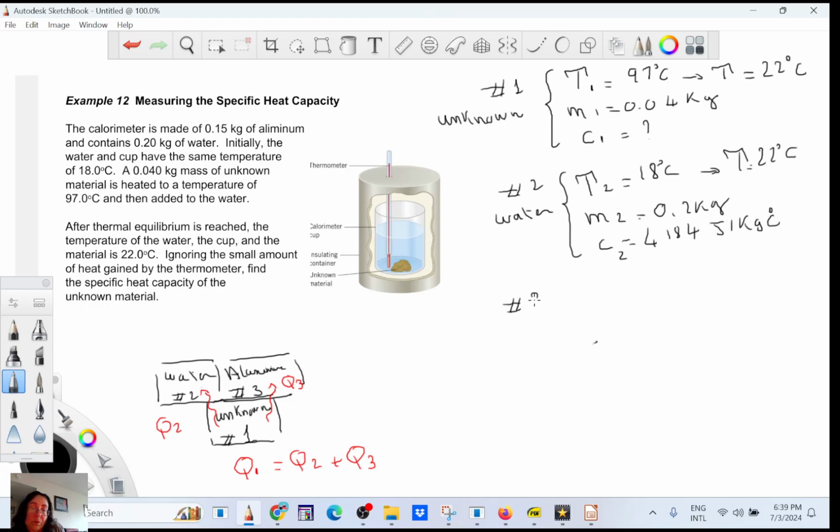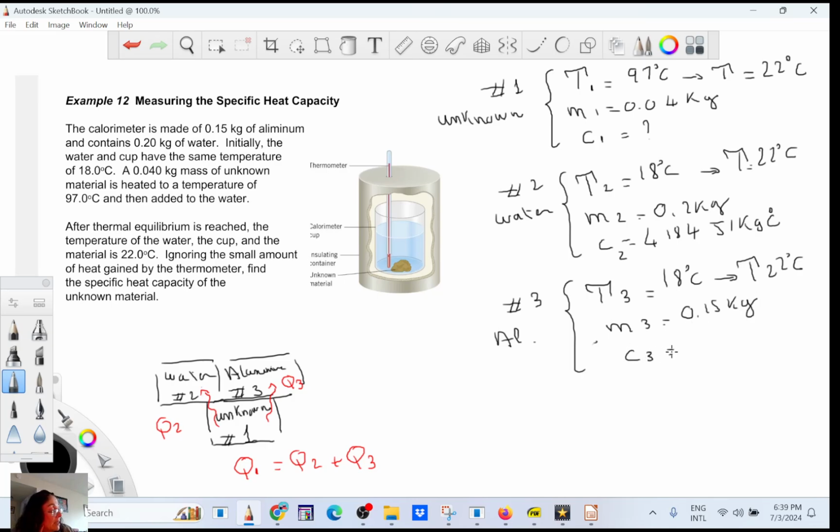And the system number 3, okay, the initial temperature. So this is aluminium. So initial temperature is 18 degrees Celsius. The final temperature is 22 degrees Celsius. The mass of aluminium is 0.15 kilogram. And the specific heat, we have seen that before, is, I forgot, 900 joule per kilogram degree Celsius.